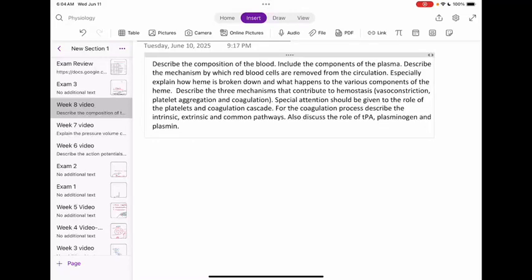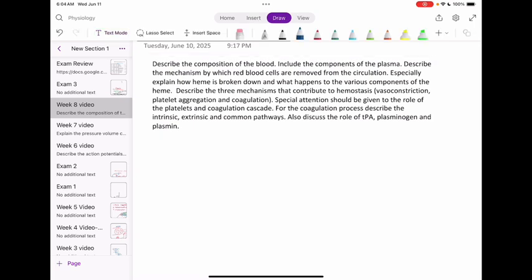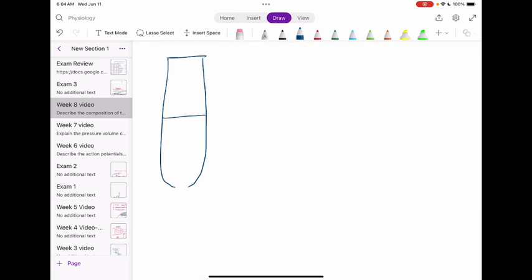All right, today we're going to be talking about the blood and the different components of the blood. So, blood is composed of three different things. Here on this top layer, we have what is called plasma. And plasma consists of mainly water and proteins.